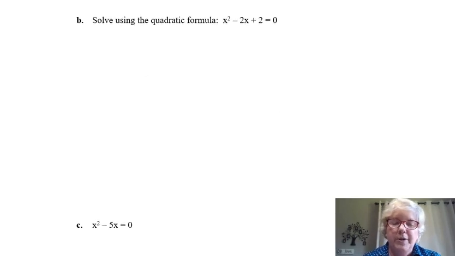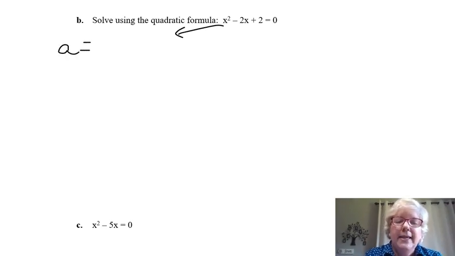Let's look at another one. In this example, my A is a 1. Anytime the number coefficient is missing, go ahead and use a 1. So A is 1, B is -2, and C is +2. Let's put it in the formula.